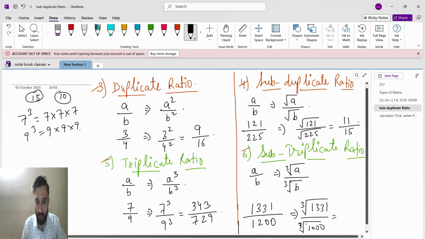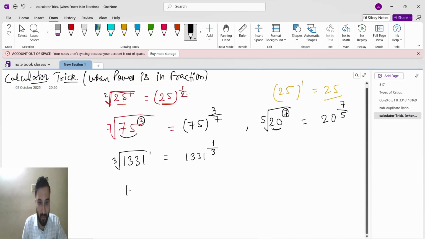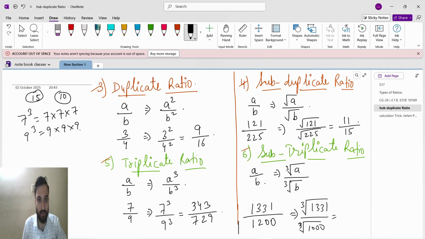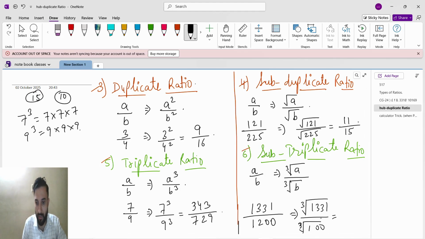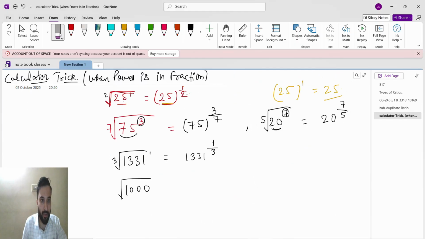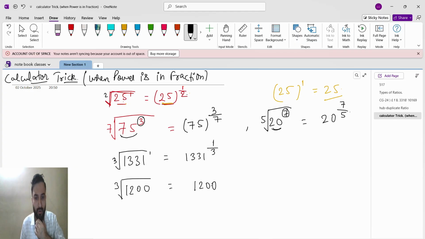Next is what? 1000. Sorry guys, sorry, it is 1200. I made a mistake in a hurry. Okay, 1200. This is cube. So first of all we'll write the number, the number is 1200.